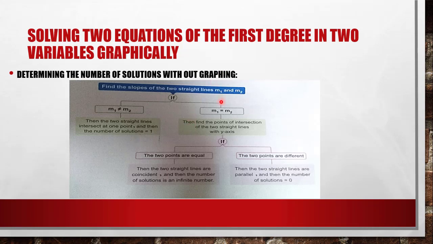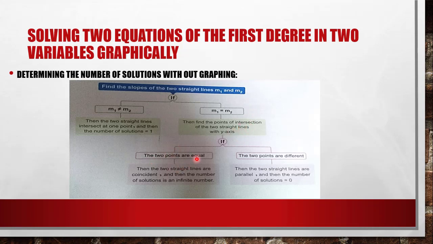If we calculate the slope of the two straight lines and m1 equals m2, in this case we have two options. The two straight lines can be parallel or coincident because they have the same slope. How can we know if the two straight lines are parallel or coincident? I'll find the point of intersection of the two straight lines with the y-axis. I'll put x equals 0 and calculate y.